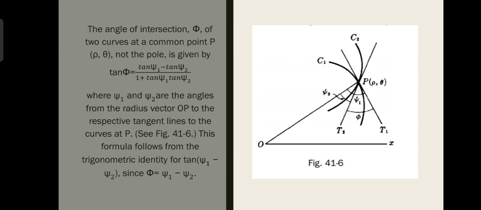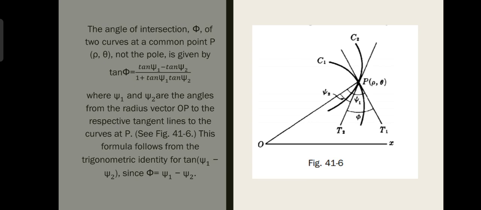The angle of intersection of two curves at a common point P, not the pole, is given by tan ψ = (tan ψ1 − tan ψ2) / (1 + tan ψ1 tan ψ2), where ψ1 and ψ2 are the angles from the radius vector OP to the respective tangent lines to the curves at P. See figure 41 to 6 for the illustration.